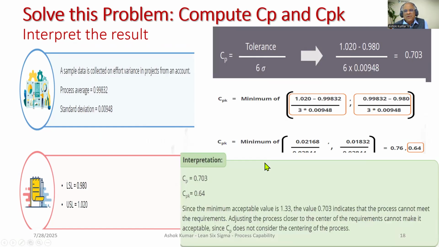So ultimately, you have to write, as a Lean Six Sigma black belt, the interpretation. Since the minimum acceptable value is 1.33 for a value of 3 sigma limits, the value of 0.703 indicates that the process cannot meet the requirements. So either you have to adjust the process closer to the center, but now if you adjust it closer to the center, your CPK value is also less.